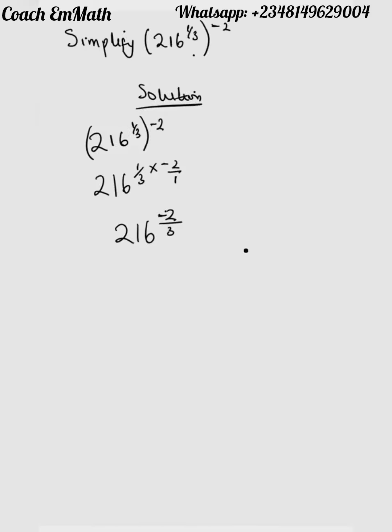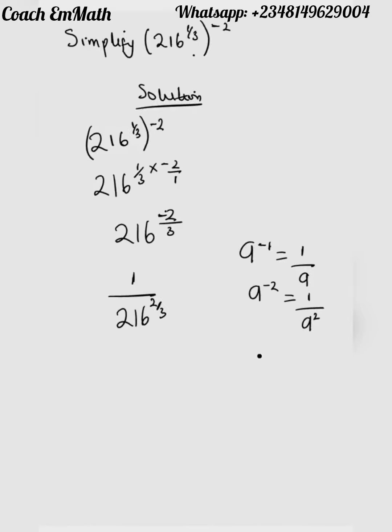Now how can I proceed from here? According to the law of indices, if I'm having a to the power of minus 1, it's the same thing as saying 1 over a. Meaning if I'm having a to the power of minus 2, it's the same thing as saying 1 over a to the power of 2. So the same thing applies even if we're having fractions here. As far as a negative power is concerned, that's going to become 1 over 216 raised to the power of 2 over 3. That is what it means.